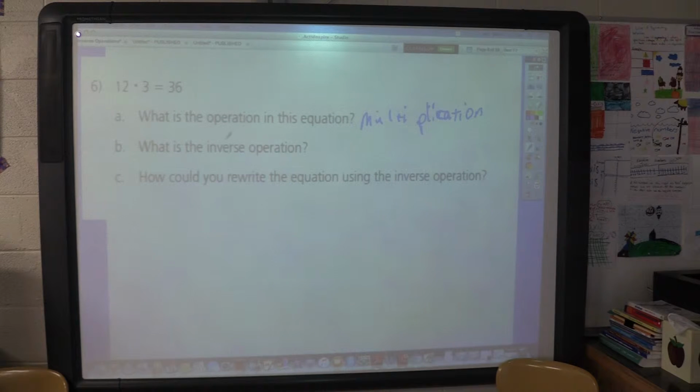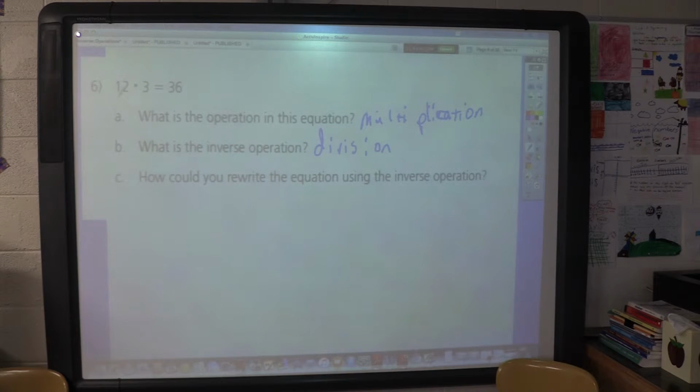All right, B, what is the inverse operation? Well, the inverse operation is pretty much the opposite of multiplication. And the opposite of multiplication, or the inverse of multiplication, is going to be division. Now, had this been an addition problem instead of multiplication, we would say subtraction. But since it's multiplication, we know the inverse is division. And how could you rewrite the equation using the inverse operation?